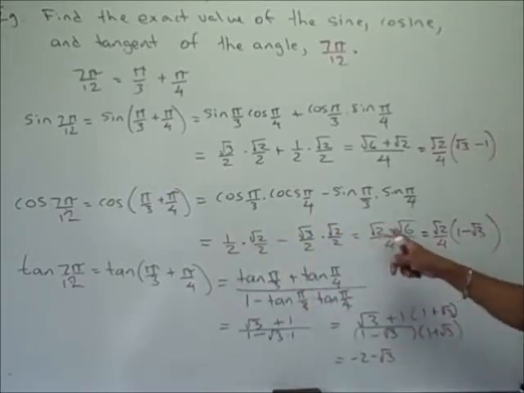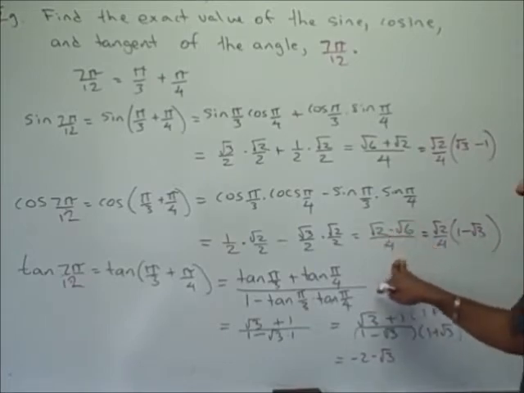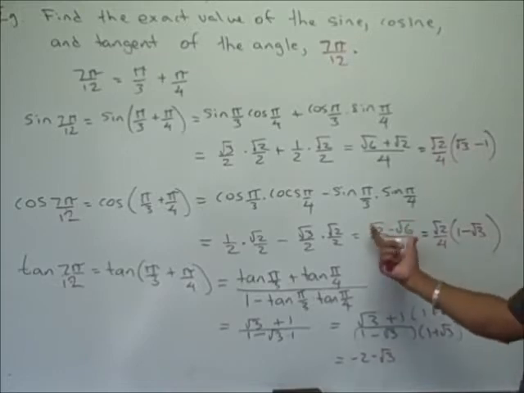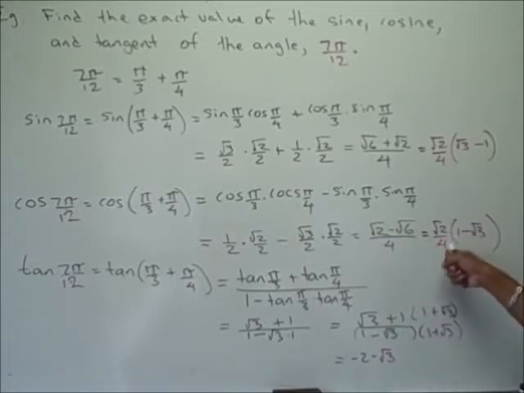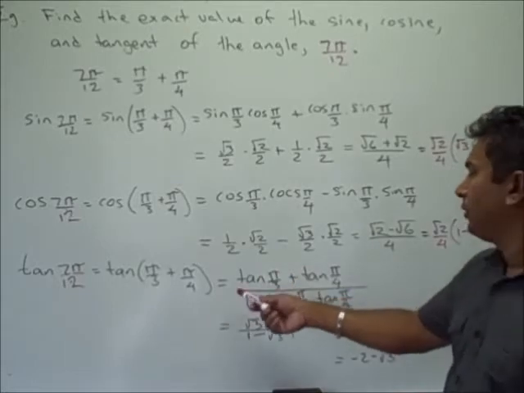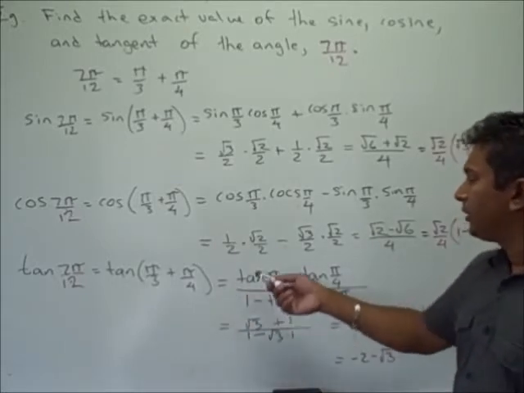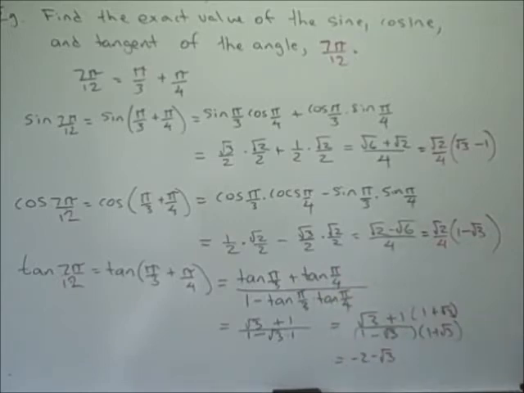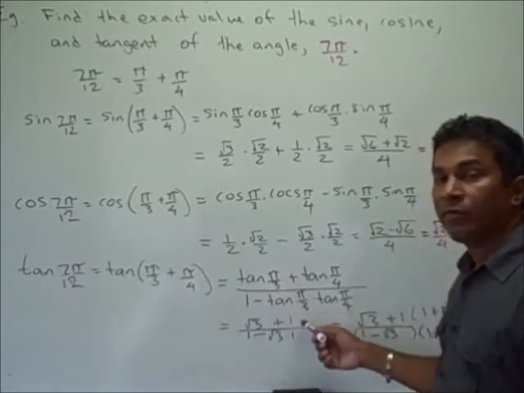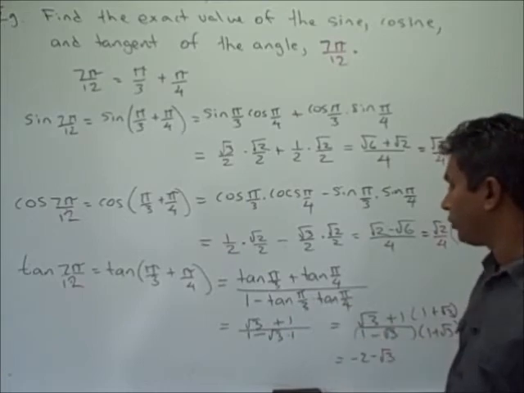So, the square root of 2 minus the square root of 6 all over 4. Once again, if we factor the square root of 2 from the top and the 4 from the bottom, we get the square root of 2 over 4 times 1 minus the square root of 3. For tan, our tan identity tells us that this is tan of pi over 3 plus tan of pi over 4 all over 1 minus the tan of pi over 3 times the tan of pi over 4.